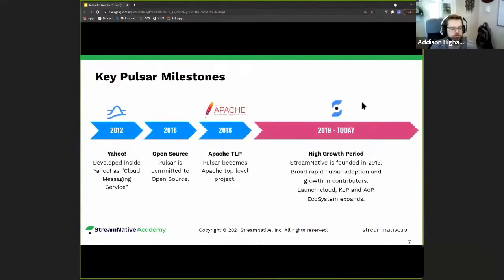As a bit of history, Pulsar was initially developed inside Yahoo as their cloud messaging service. In 2016, that was committed to open source, and in 2018 became an Apache top level project. Since then, from 2019, where StreamNative was founded, and continuing on through 2020 and 2021, there's been a lot of adoption that's happened in very different segments. We'll talk some more about that, as well as a large growth in contributors, as well as additional ecosystem, like systems like KOP, AOP, these systems that allow for Pulsar to speak other protocols like Kafka or AMQP.